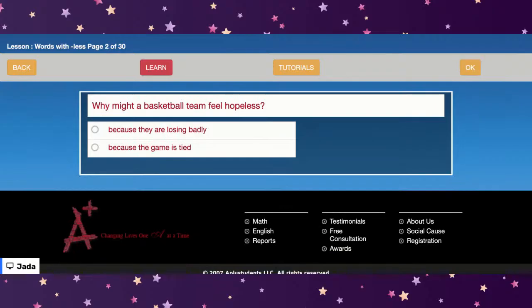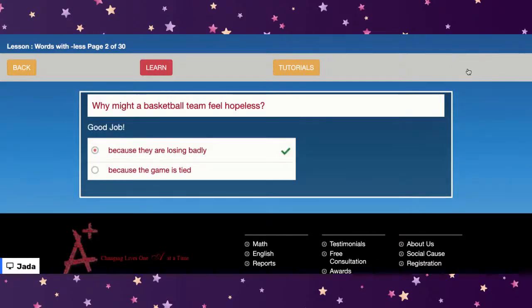So why might a basketball team feel hopeless? Because they are losing badly or because the game is tied? So if they feel hopeless, it's because they are losing already. Okay? So the basketball team is losing, that's when they feel like, oh, there's no hope anymore.